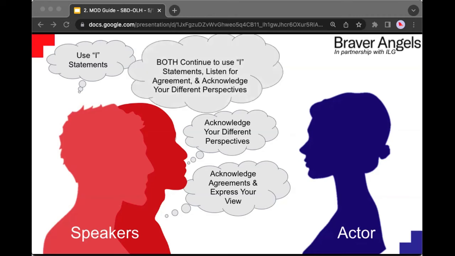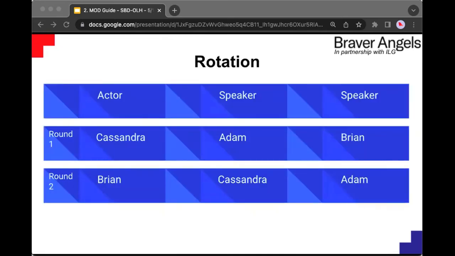And we would continue the conversation from there with the speakers using the skills and the actor pushing back. And again, when we have the different partners, we will start out with Cassandra as the actor, the first person, so we get a rotation of two people who are going to play the speakers and one person who is going to play the actor in the first round, and then you swap it around.